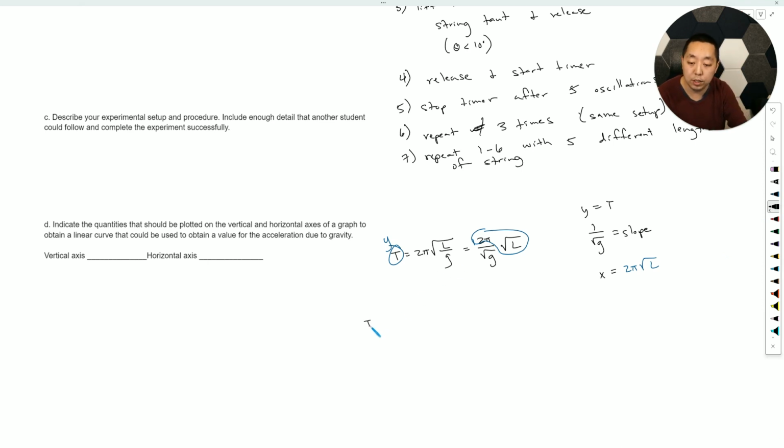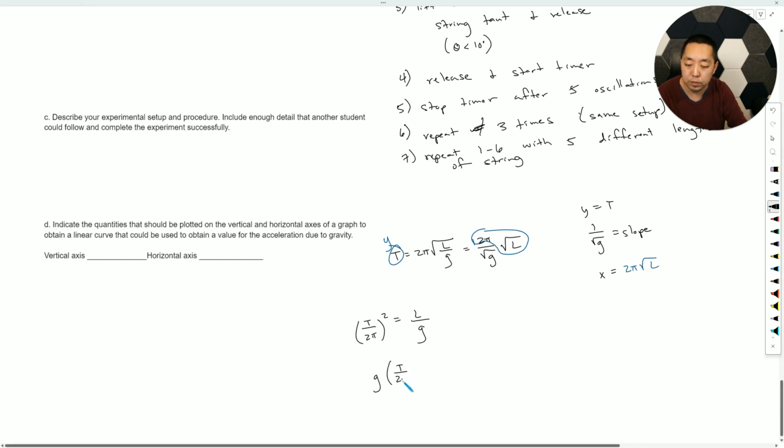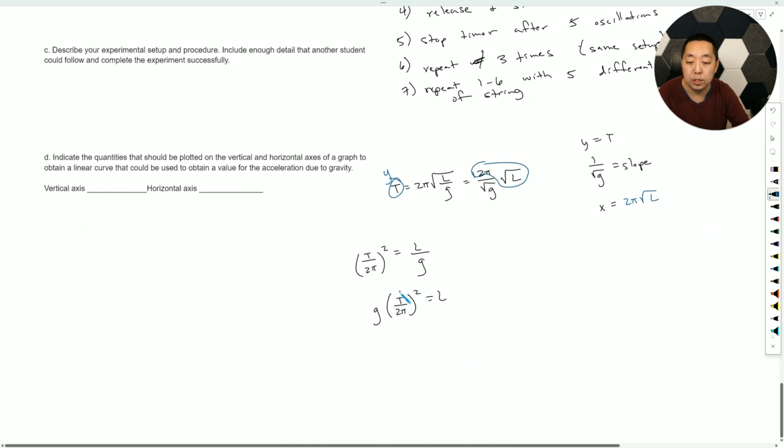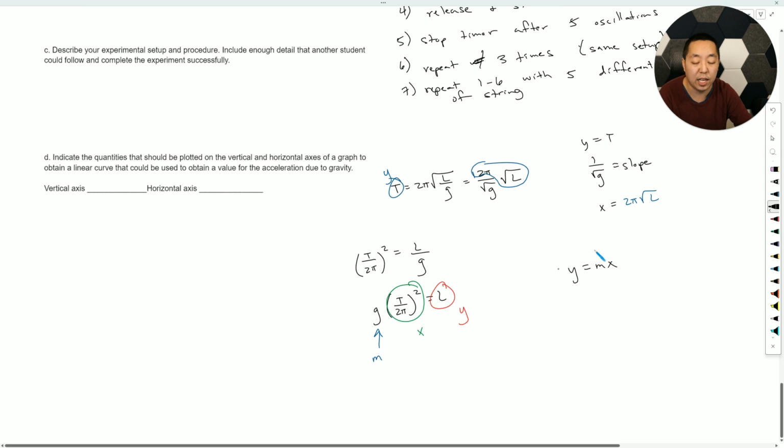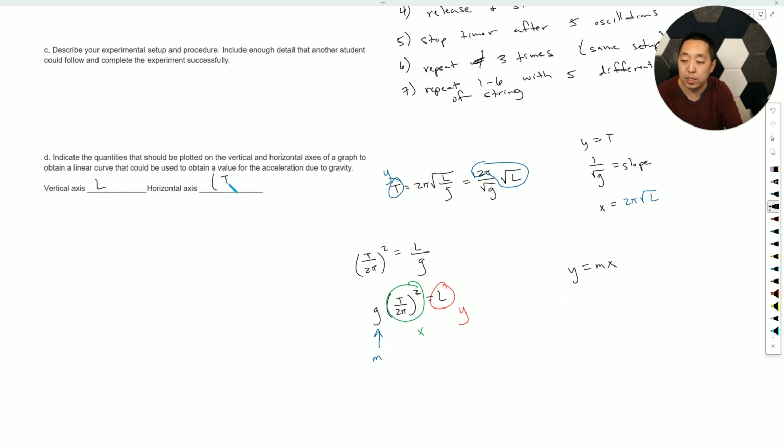You could also rearrange it if you wanted to put g in the numerator, so the slope would equal g. So you can square this: T² = 4π²L/g, and then put g up here. This is another possibility. I always want my linearization to be y = mx, right? That's the whole idea. Then this would be my y variable and this would be my x variable. That's what I usually like to do. So the vertical axis will be L, and the horizontal axis will be (T/2π)².